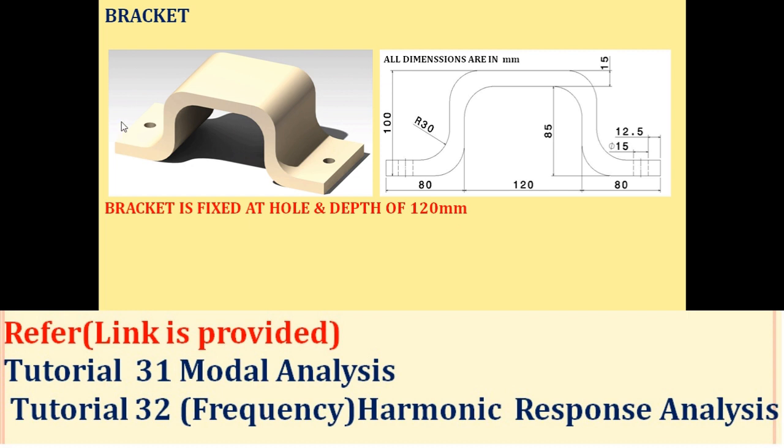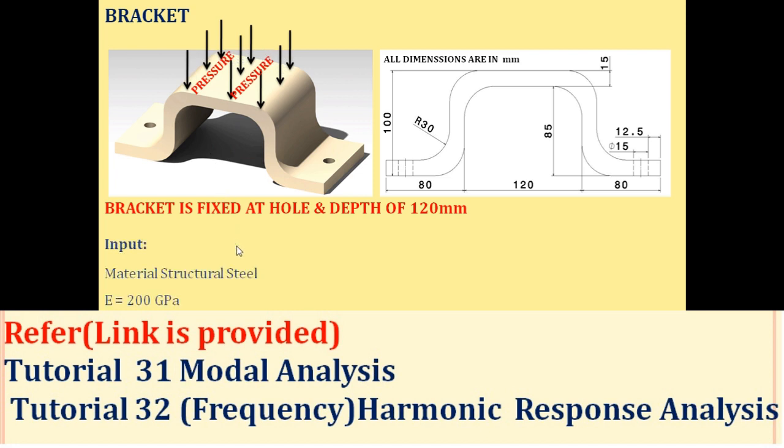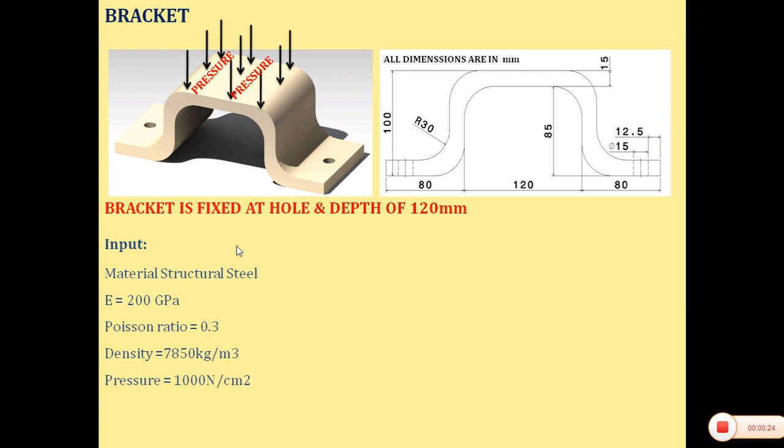The bracket is fixed at these two holes and the pressure is acting at the top of the bracket as shown. Now the input: the material used for the bracket is structural steel, having these mechanical properties, and the pressure acting at the top of the bracket is 100 Newton per centimeter square.